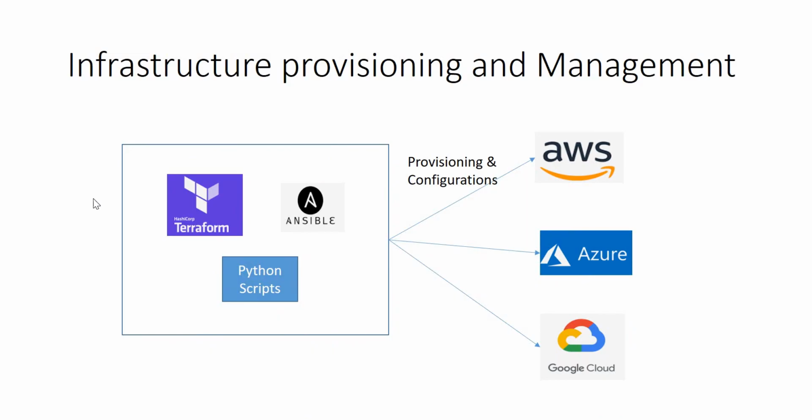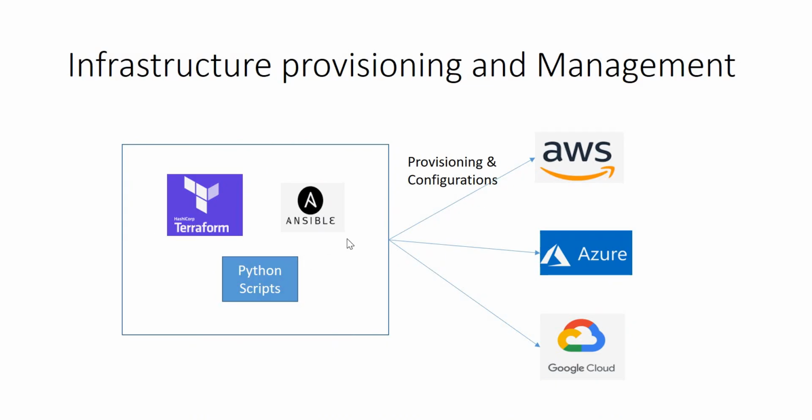In the organizations, we create and provision the infrastructure using various automation tools. For example, in the cloud like AWS, Azure, and Google Cloud, if you want to provision resources, we use tools like Terraform for infrastructure as code and Ansible for configuration management. So we use the combination of Terraform and Ansible for automating the infrastructure provisioning as well as the configurations.